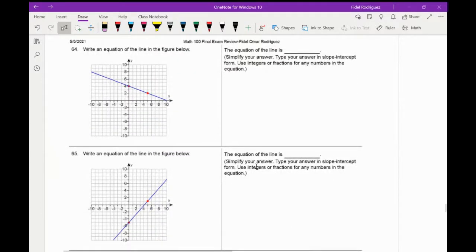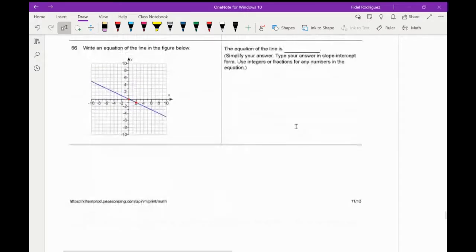What about 64 or 65? Anybody have any questions about these? How would I write the equation looking at the line? We're good. Okay, let me keep scrolling. 66 is the same type of problem.